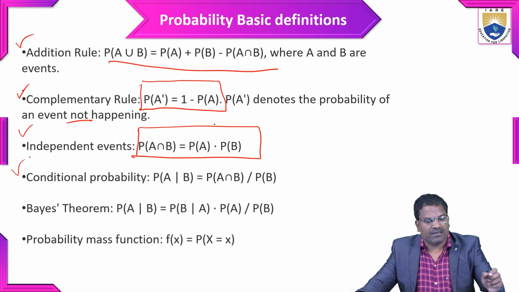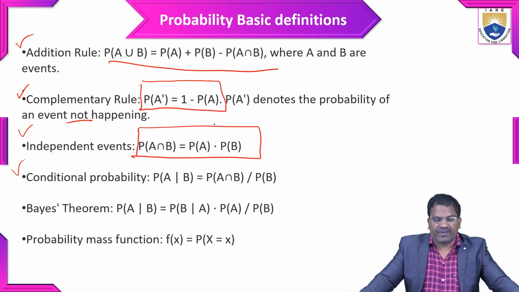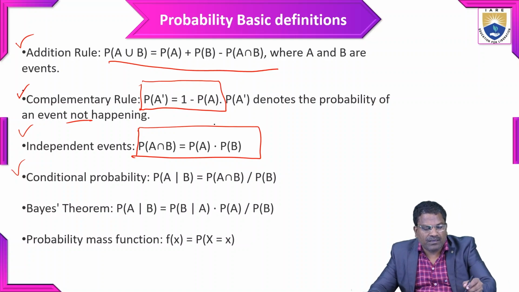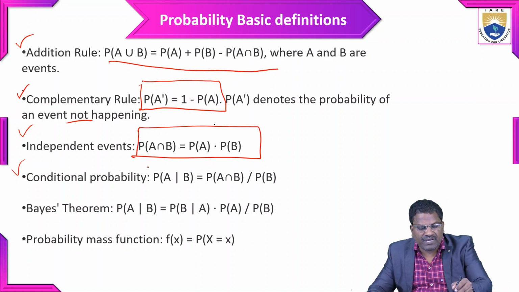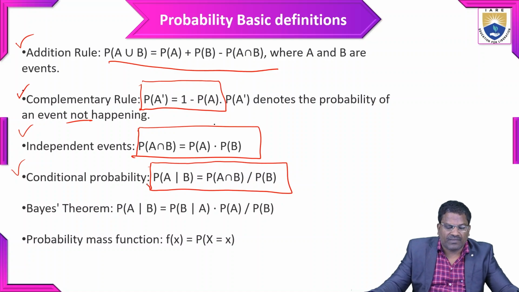Next, conditional probability. What is conditional probability? P of A by B is equal to P of A intersection B by P of B.